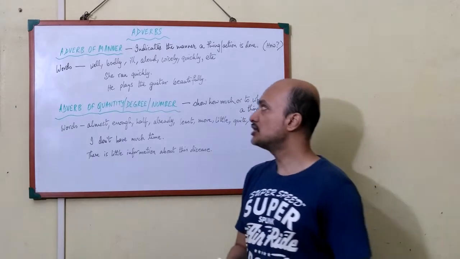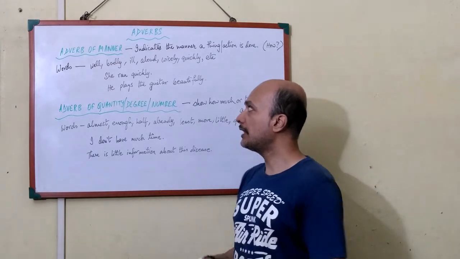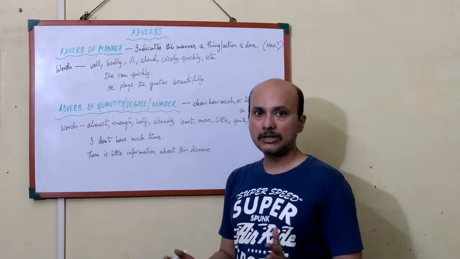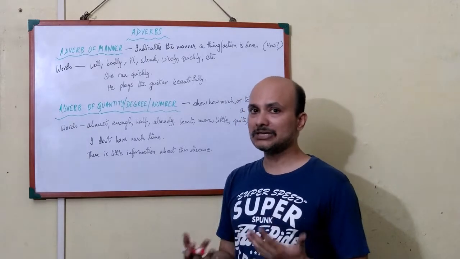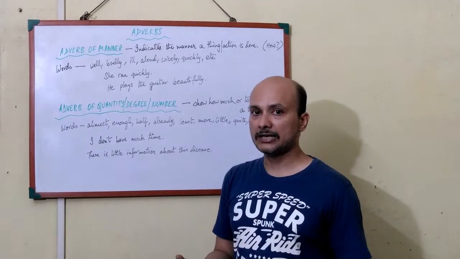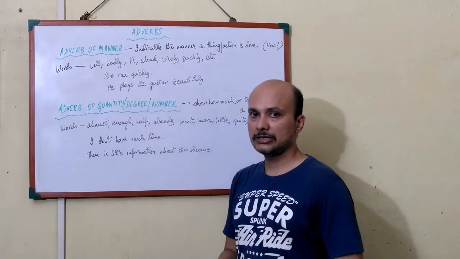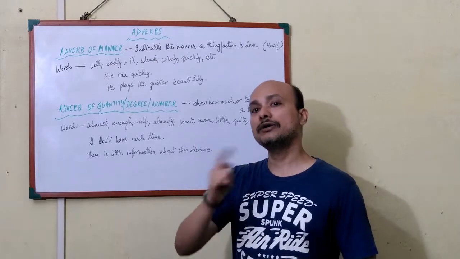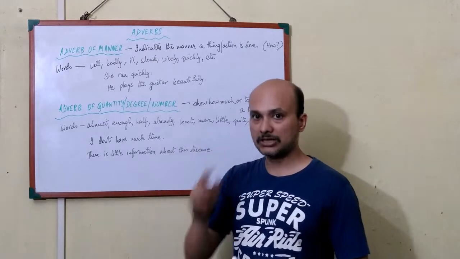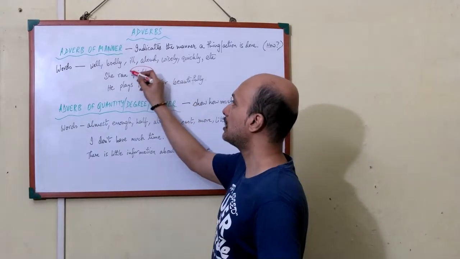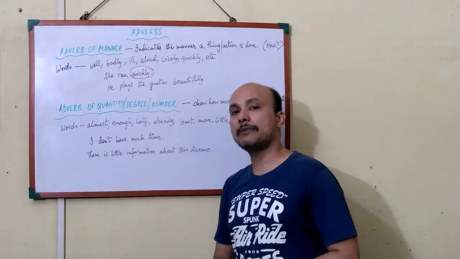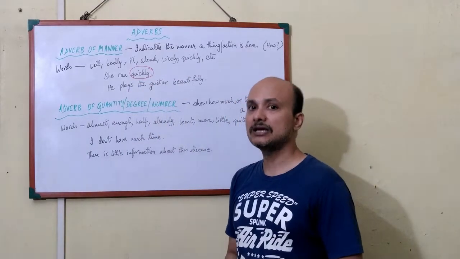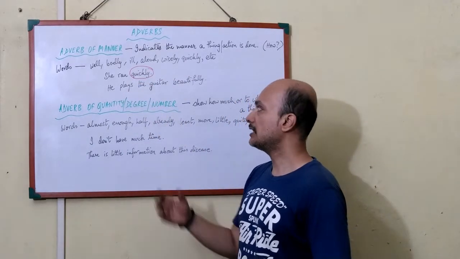Let's see the example. She ran quickly. Now what happens? She ran. Okay. Now if I tell you, describe to me the manner in which she ran, you will say quickly. So if I ask the question, she ran. Okay. How? How did she run? The answer is quickly. So this is the word which qualifies or tells us about the manner in which the person is running.